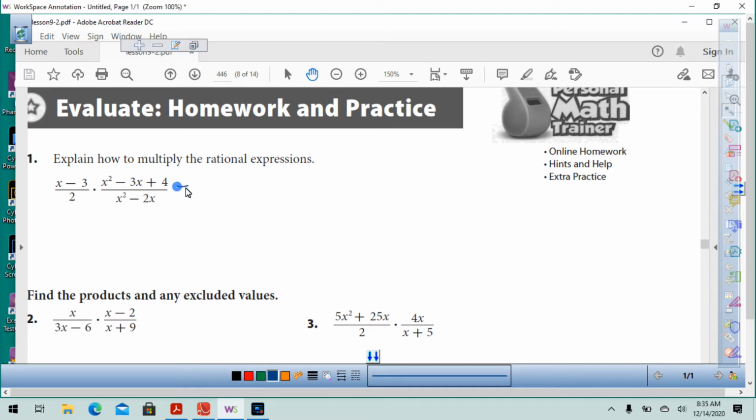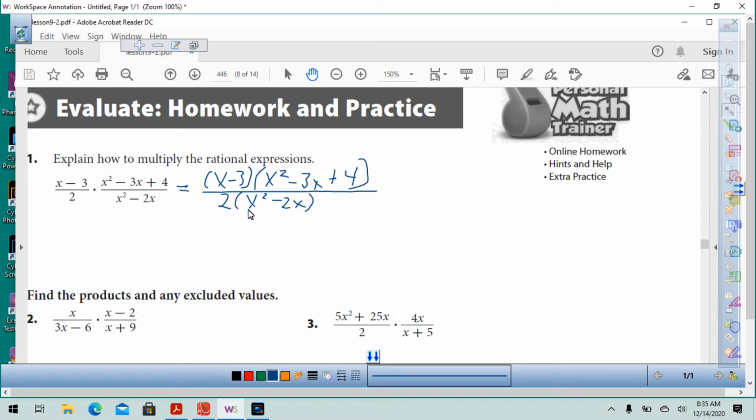Okay, so what we're going to do is multiply this times that. So we've got x minus 3 times x squared minus 3x plus 4, and that's going to be over 2 times x squared minus 2x.